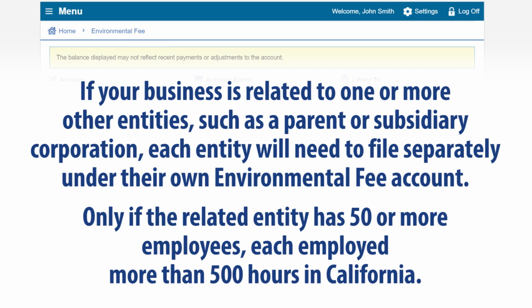If your business is related to one or more other entities, such as a parent or subsidiary corporation, each entity will need to file separately under their own environmental fee account, and only if the related entity has 50 or more employees, each employed more than 500 hours in California.